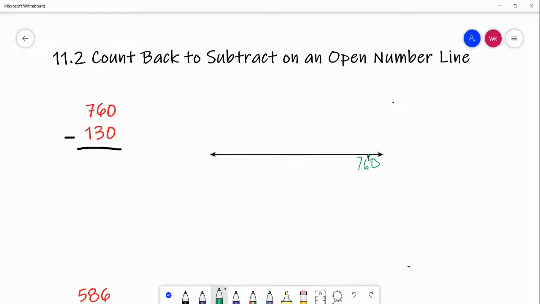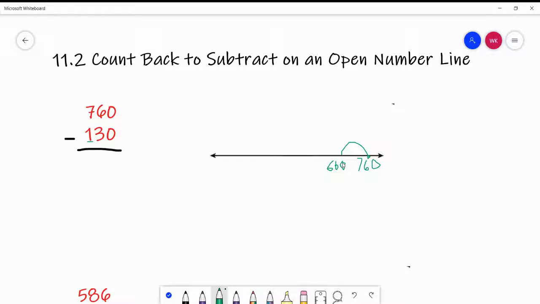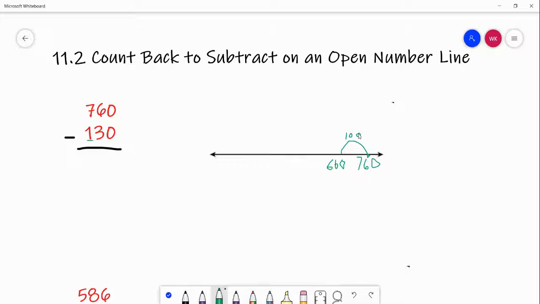And then we are going to jump back 130, but we're going to do it by increments. So the first thing that I want to do is jump back by 100, right? Because if we look, we have 100. So we are going to jump back 100. Now, we are going to be at 660 because you are just subtracting that one, right? Now I'm going to label that we subtracted 100.